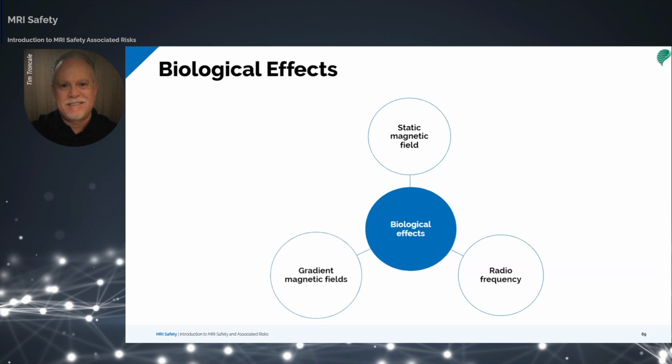Biological effects are characterized as unusual or unexpected effects to human cells or tissues. As a comparison, we know RF flips the hydrogen protons. This is not unexpected because that is what we intend to occur. Again, we see the three components of the MR imaging process here that have biological effects.